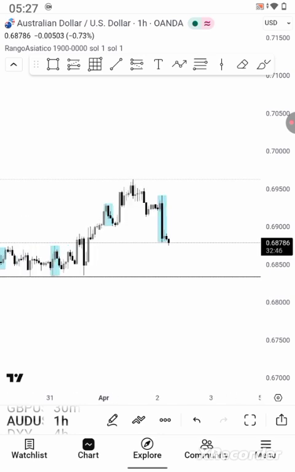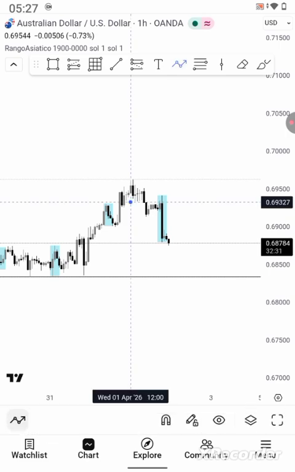So this is it. Usually I take my entries using breaker blocks. What is a breaker block? Let me show you what a breaker block is. This is the 1 hour time frame, AUD USD.